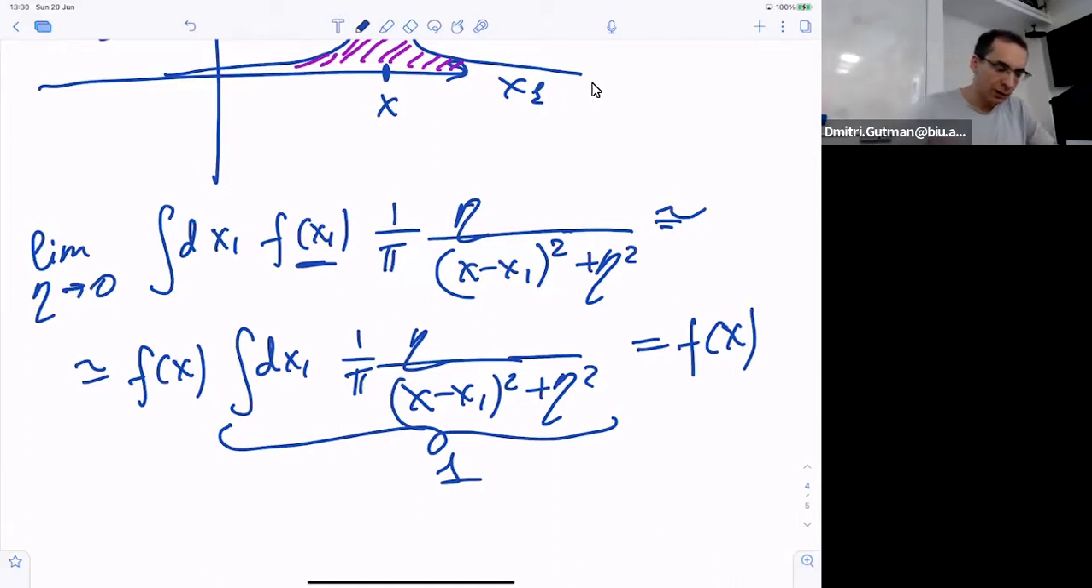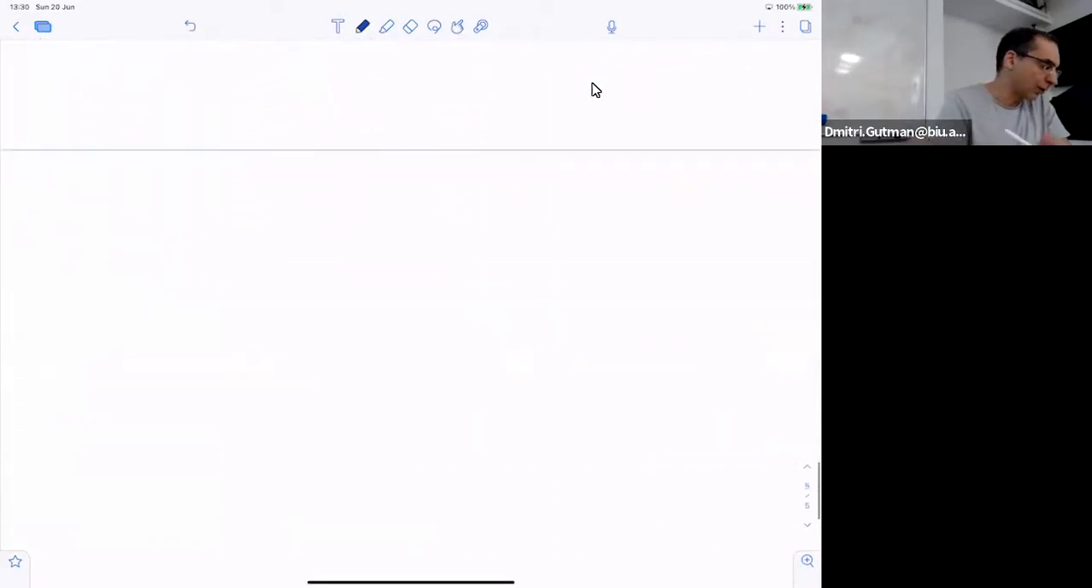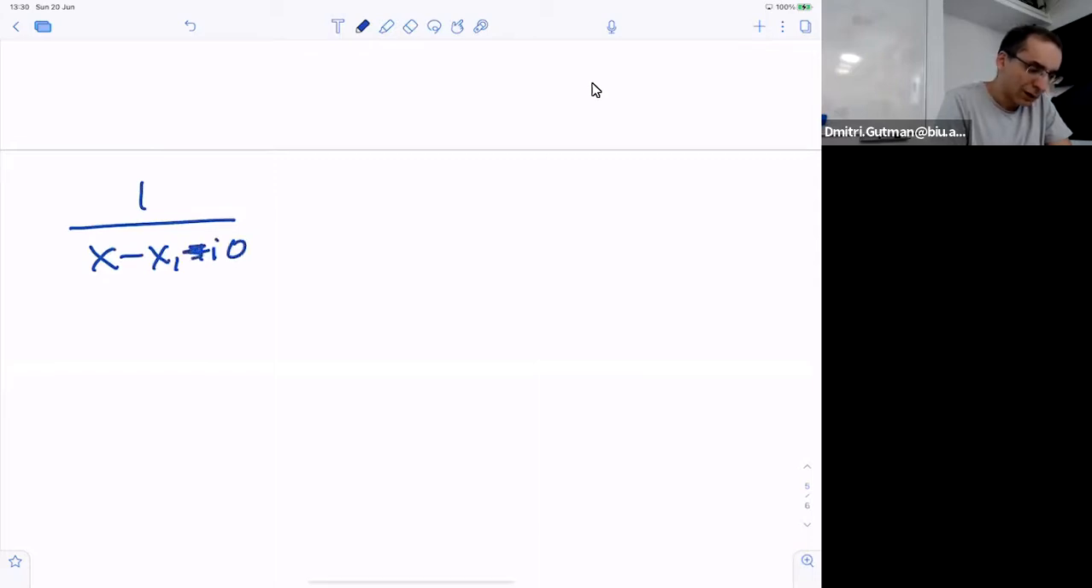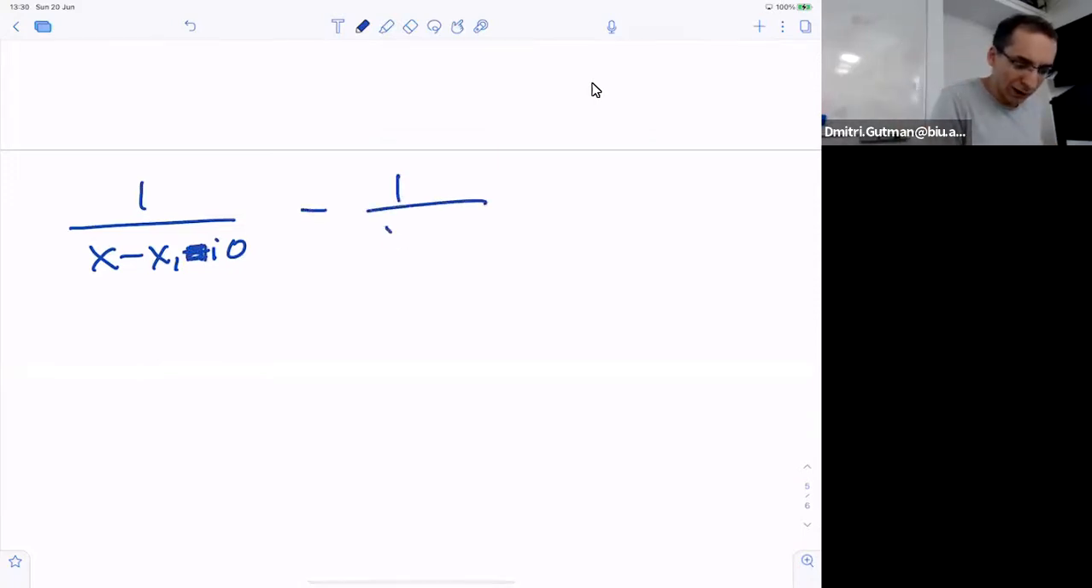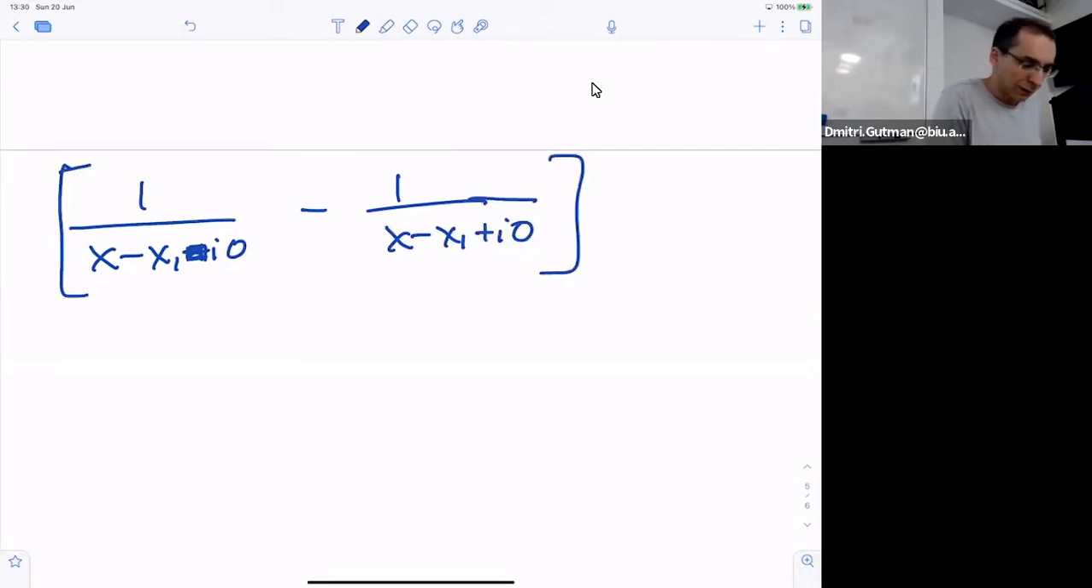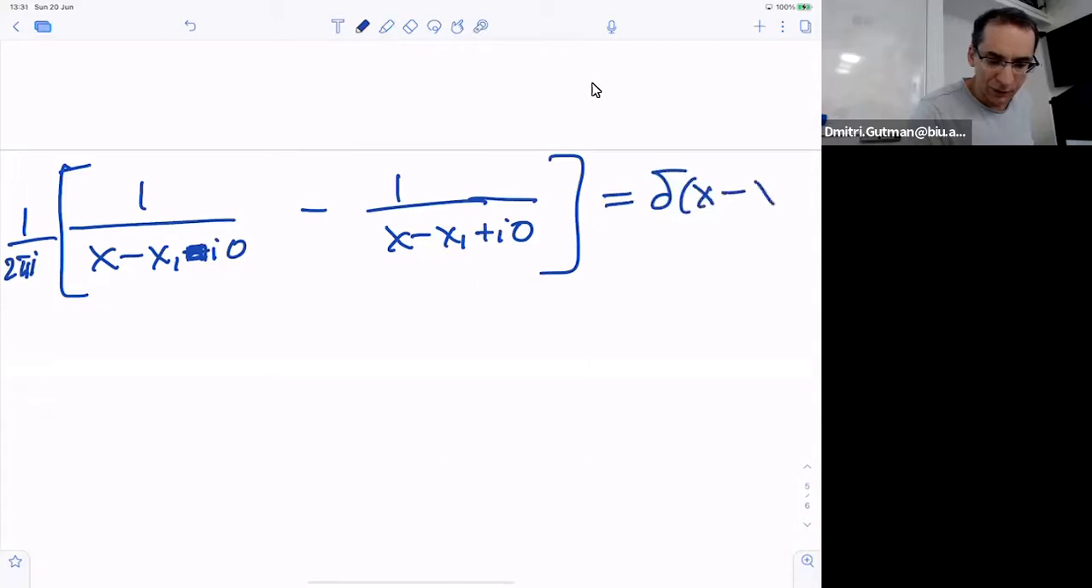So what we more or less learned is that we had a term that looked like 1 over 2πi times [1 over (x − x1 − i0) minus 1 over (x − x1 + i0)], and we have seen that this is essentially a delta function of x minus x1.